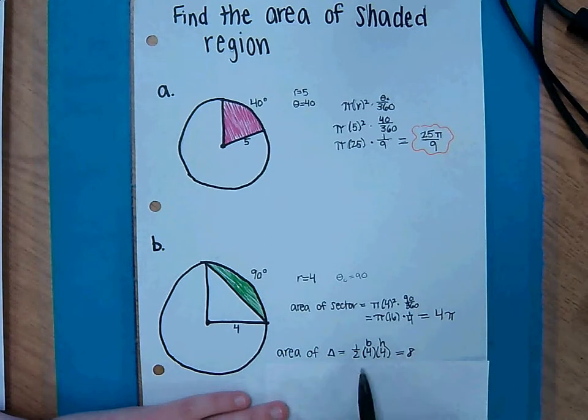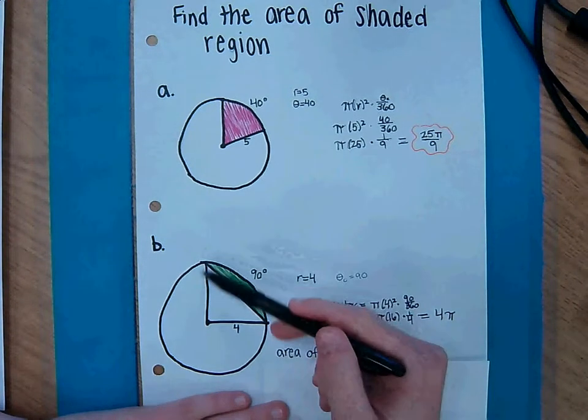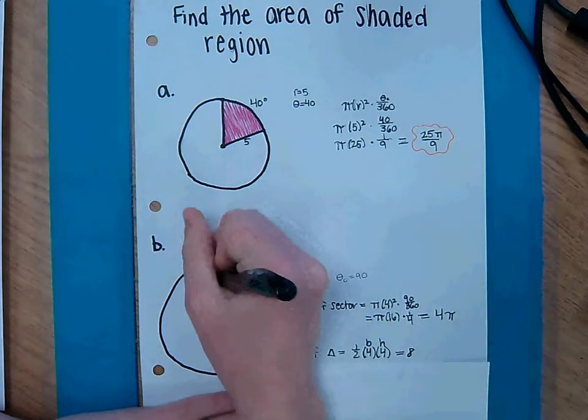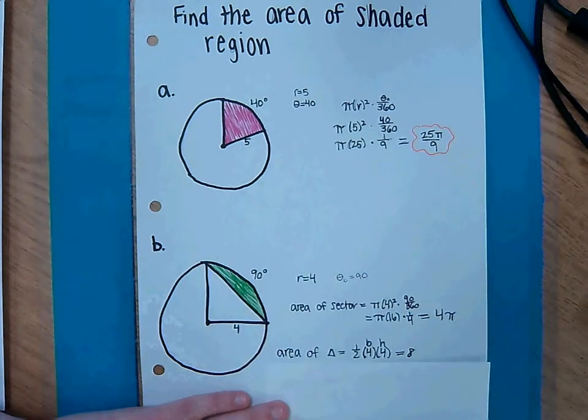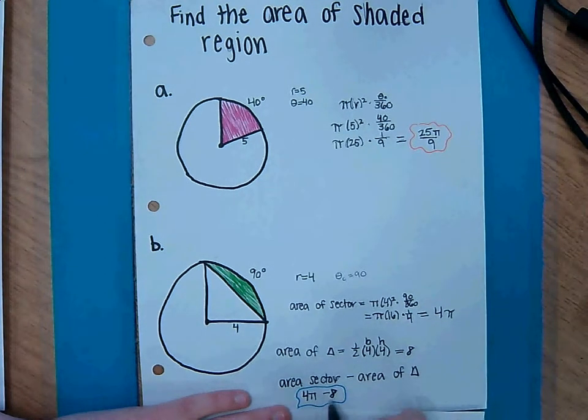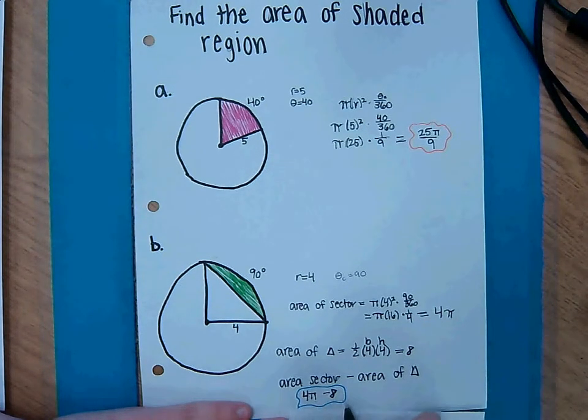Area of a triangle is 1/2 base times height. Now the base and the height are the same because both the base and the height are a radius. So you have 1/2 times 4 times 4. 4 times 4 is 16, divided by 2 is 8. So your total is going to be 4 pi minus 8, because you have the area of the sector minus the area of the triangle.